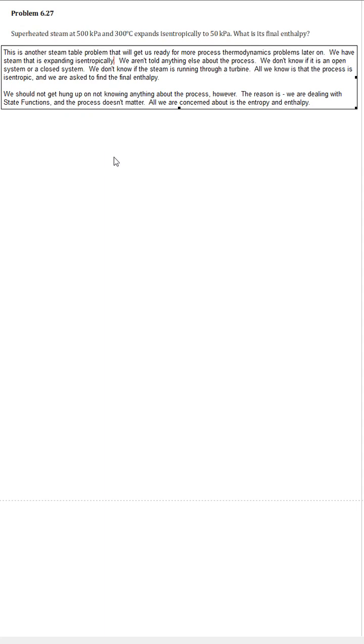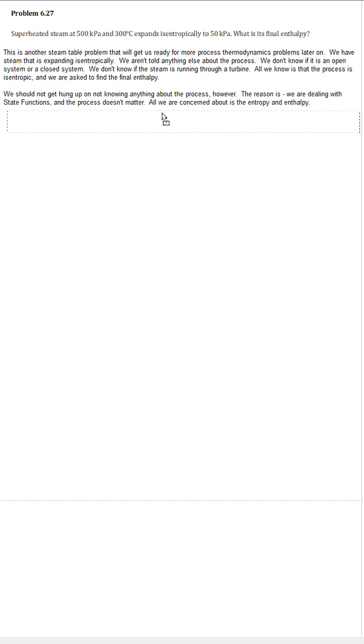But hopefully what you can see is that we are asked to deal with entropy and enthalpy, and you should realize by now that those are state functions. Entropy and enthalpy are state functions, and it doesn't matter what the process is. If all we are concerned about is enthalpy and entropy changes, the process that our fluid is undergoing does not matter at all. All we have to do is calculate changes in enthalpy or entropy, and so that's what we need to do here.